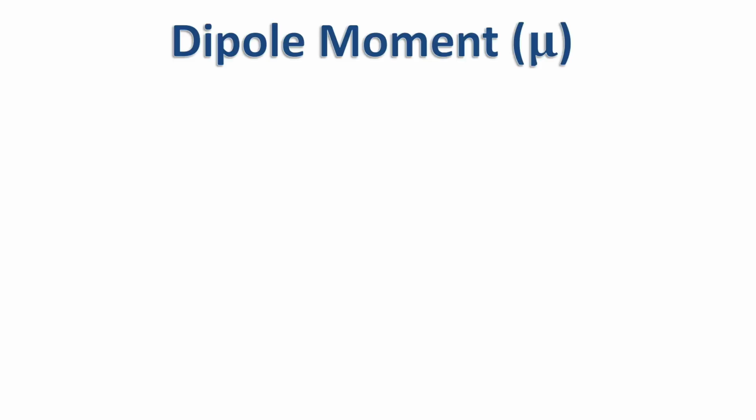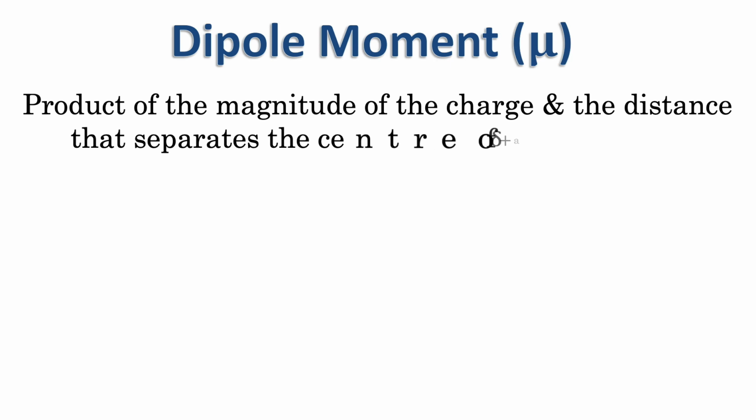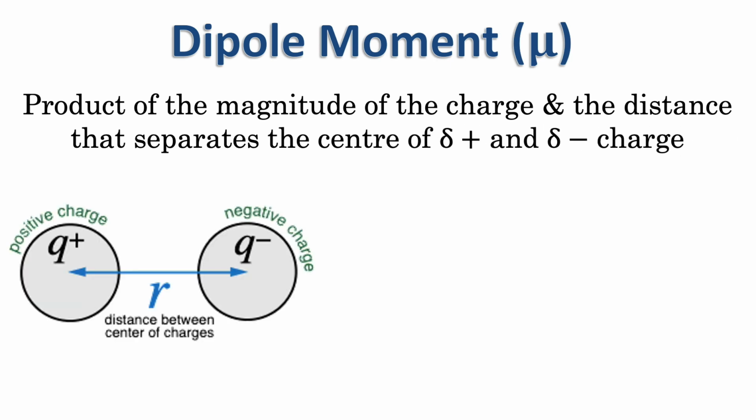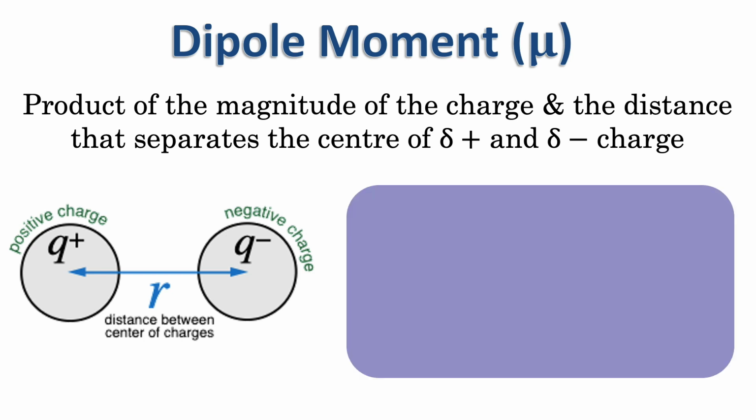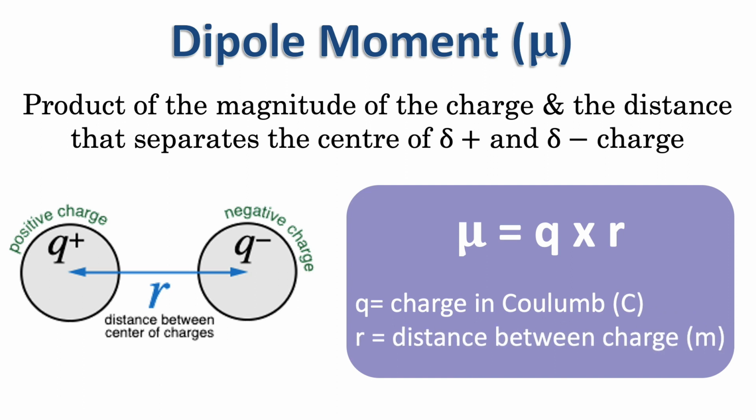A question to ask: can bond polarity be measured mathematically? Well, the answer is yes. We can measure the bond polarity mathematically by using a dipole moment. Dipole moment is a measurement that shows the magnitude of the molecular polarity. Usually, dipole moment is represented by the mu symbol. By definition, dipole moment is defined as the product of the magnitude of the charge and the distance that separates the center of the delta positive and the delta negative charge. The mathematical formula is mu equals Q times R, where Q represents the charge in coulomb and R represents the distance between charges.